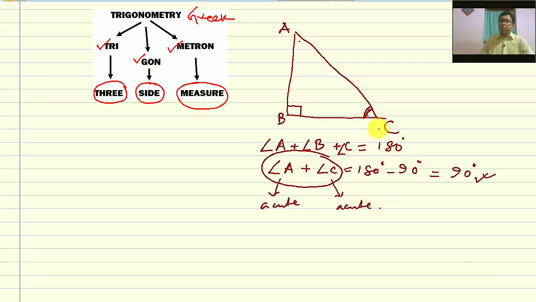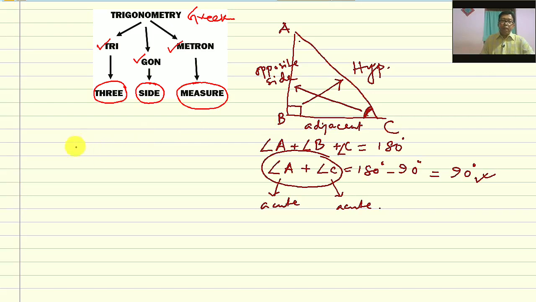Now, one thing is interesting: the opposite side of the right angle is the hypotenuse. This is the hypotenuse. Another thing, I want to take this angle C into consideration. The opposite side of angle C is AB. This is known as the opposite side of the angle C, and this BC side is known as the adjacent side. This is the adjacent side, this is the opposite side with respect to the angle C, and this one is the hypotenuse with respect to angle B.